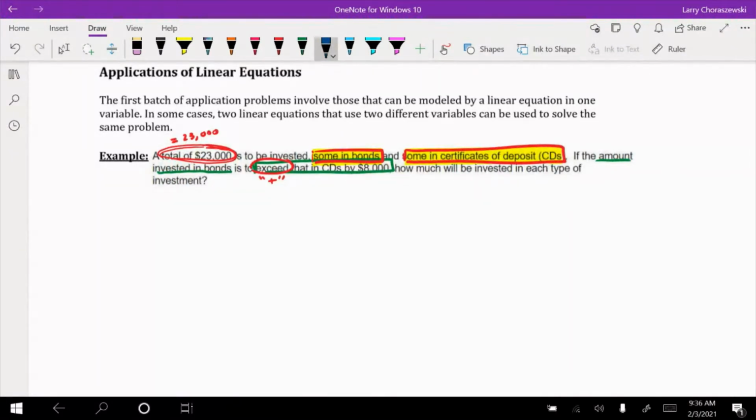So if you want, you could use X and Y, or we could use B and C, whichever you feel more comfortable with. If it's all right, I'm going to use B and C. And I'm just going to indicate off to the side that the amount in bonds is going to be given by the variable B, and the amount in CDs given by the variable C.